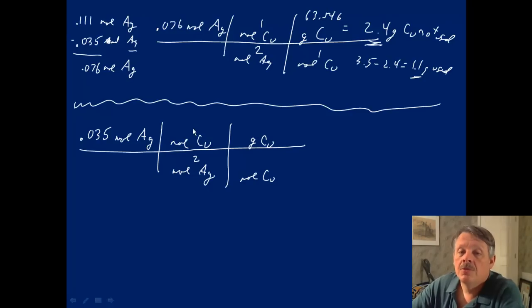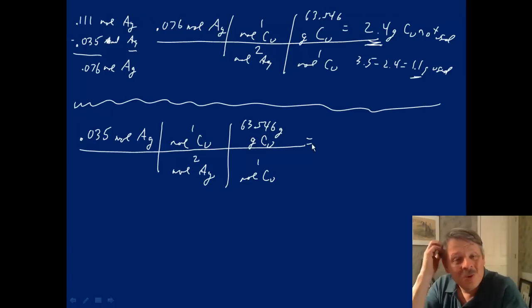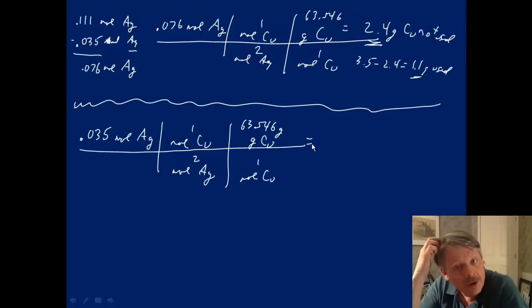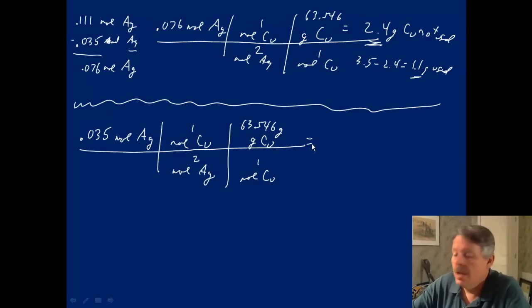Well, we have 2 moles of silver to 1 mole of copper. 1 mole of copper gives us 63.546 grams of copper. Now, what we're doing here is looking at how much silver we actually produced, hence, how much copper did we really use? That's what we're figuring out here. And if we do the math, we come up with that we used 1.1 grams of copper.